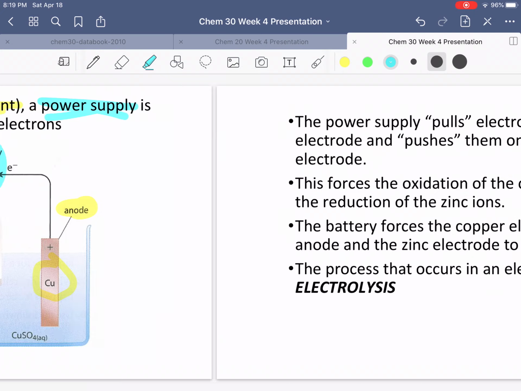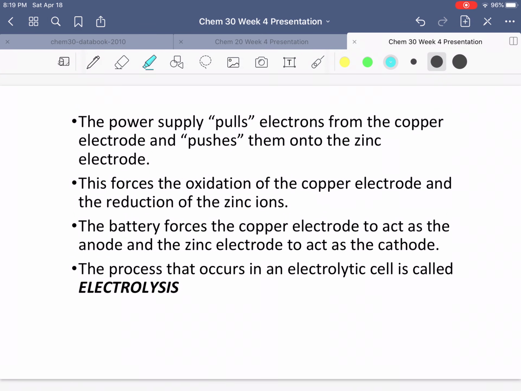Okay, so check it out. Couple things in terms of comments about this. That power cell is pulling the electrons to go from the copper electrode, that's why it turns it into the anode, and then forcing them onto the zinc electrode. That's why the zinc is now the cathode. It's gaining the electrons because of this forced oxidation of the copper and forced reduction of the zinc.